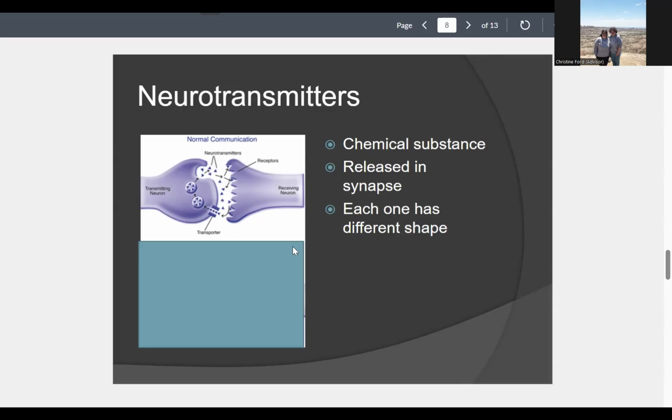Now, when thinking of a neuron, remember that a neuron is electrical impulse, but the neurotransmitters, or what it's emitting out of the neuron, is a chemical. So understanding the difference between that electrical impulse we talked about in the first neuron video and this chemical substance of the neurotransmitters that it is releasing out into the synapse is a very important part of understanding the neuron.